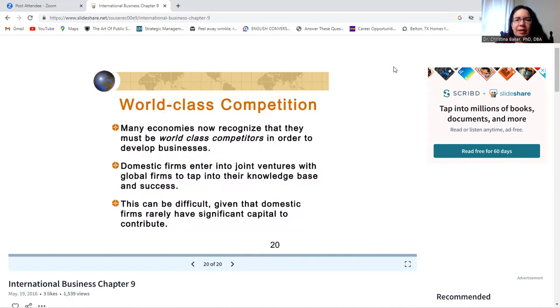World-class competition. Many economies now recognize that there must be world-class competitors in order to develop business, and domestic firms enter joint ventures with global firms to tap their knowledge base and success. This can be difficult. Even domestic firms rarely have significant capital to distribute.